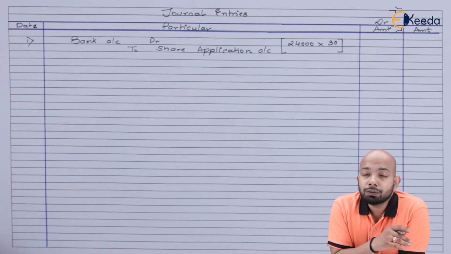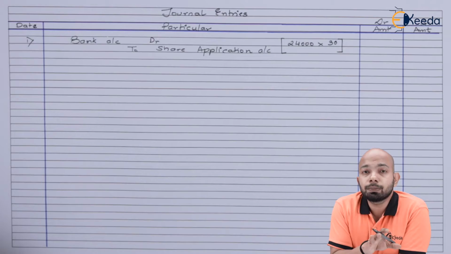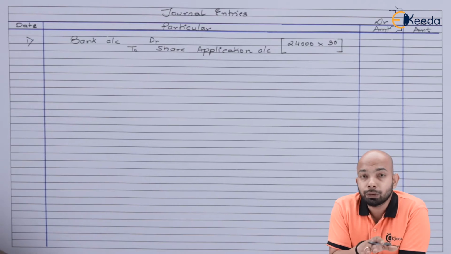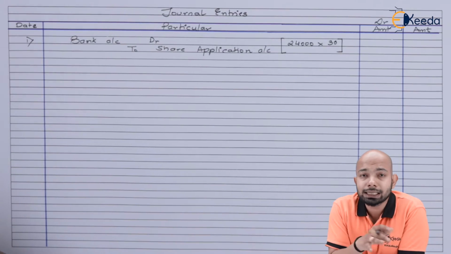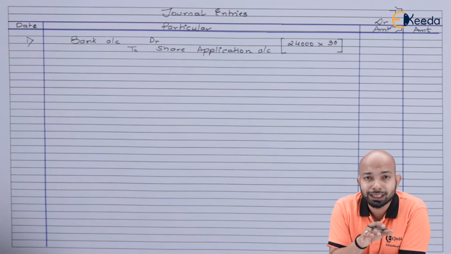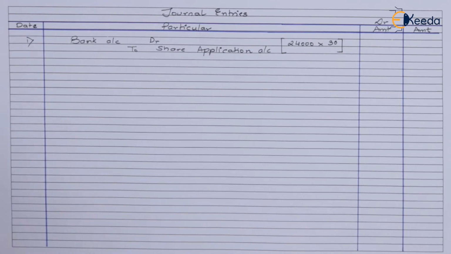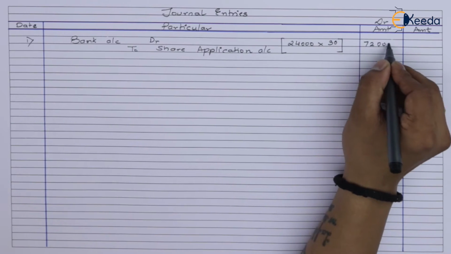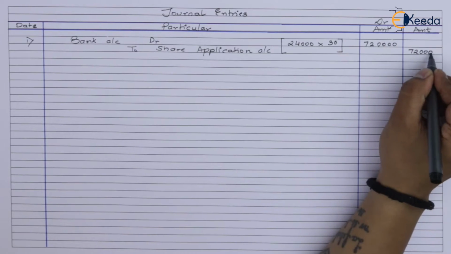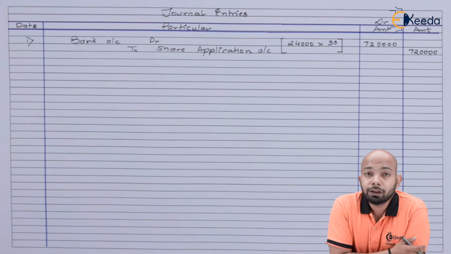So the total amount that we should receive here is, on application we are supposed to take 30 rupees. So we have received for 24,000 shares multiplied by 30. That is the amount that we have to take into consideration. So let's pass that amount. The total amount that we have taken into consideration is 7,20,000.